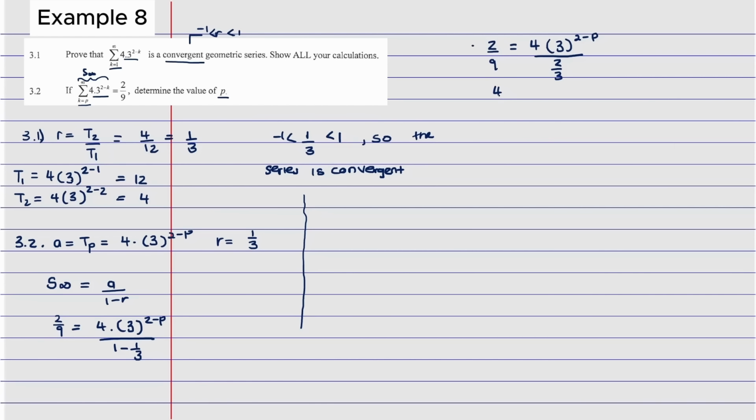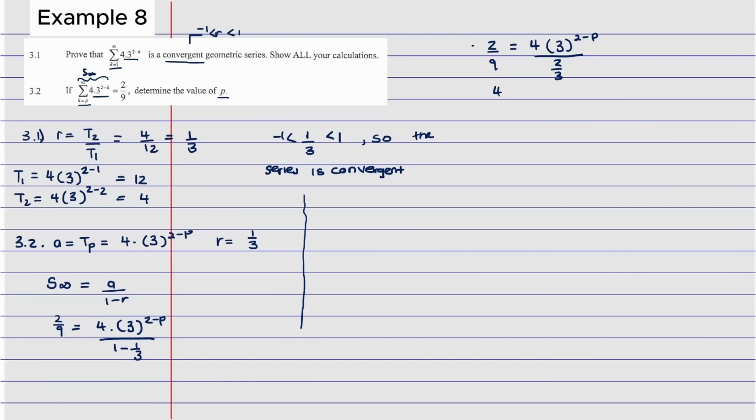Now, since the unknown is in the exponent, I'm going to use log. So 2 minus P is equal to log base 3 of 1 over 27. You're going to get your answer as negative 3. Take the 2 to the other side: negative P is equal to negative 5. Therefore, P is equal to 5. And that's how you would find your P for this question.